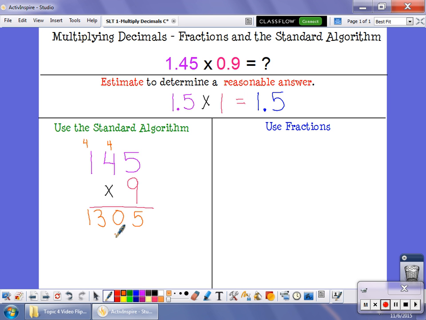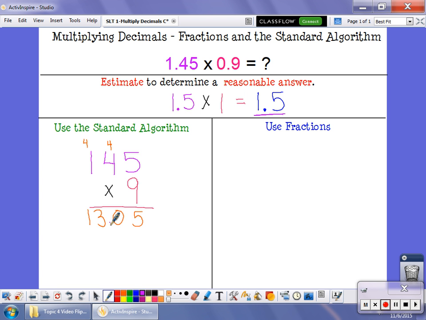But what I want to do is look back to my estimate. My answer has to be close to 1 1/2. So I want to think about this number and say, okay, where can I put my decimal point to give me an answer that's close to 1 1/2? If I put it here, that is not close to 1 1/2. There's no whole values. But if I put my decimal point here, I have 1 and 305 thousandths. That's pretty close to 1 1/2 because 500 thousandths would be 1/2.